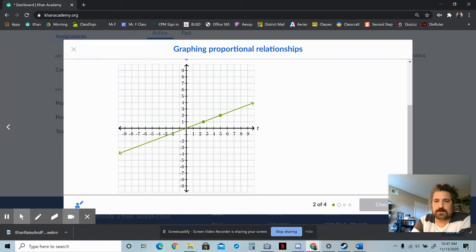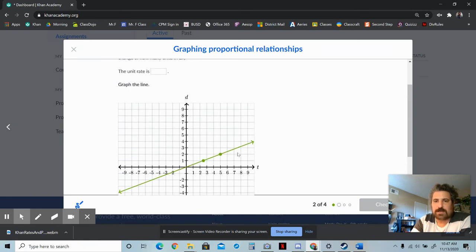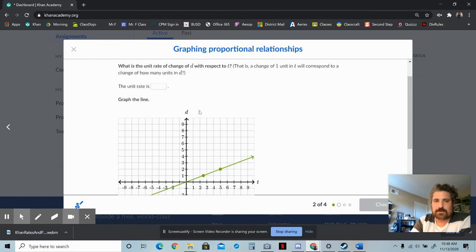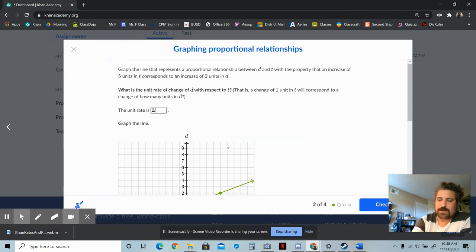So the ratio of d to t, or d over t, is always going to be, sorry, not 5 halves, 2/5, right? So as t becomes 2.5, d is going to be 1. As t becomes 5, d is going to be 2, because the ratio is 2/5, right? So the unit rate is going to be 2/5, and that's going to be your multiplier.